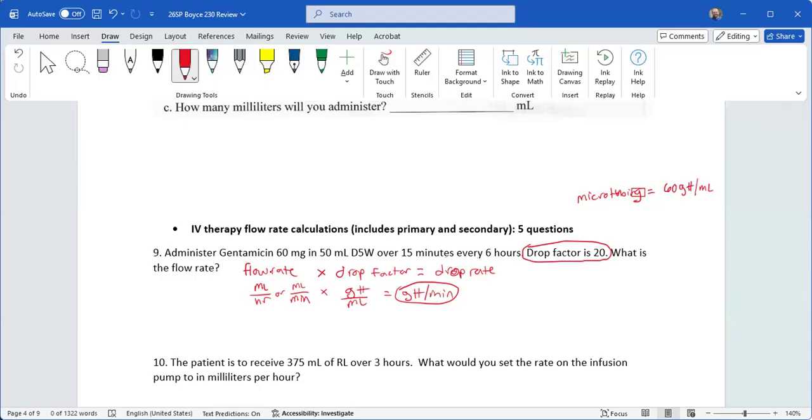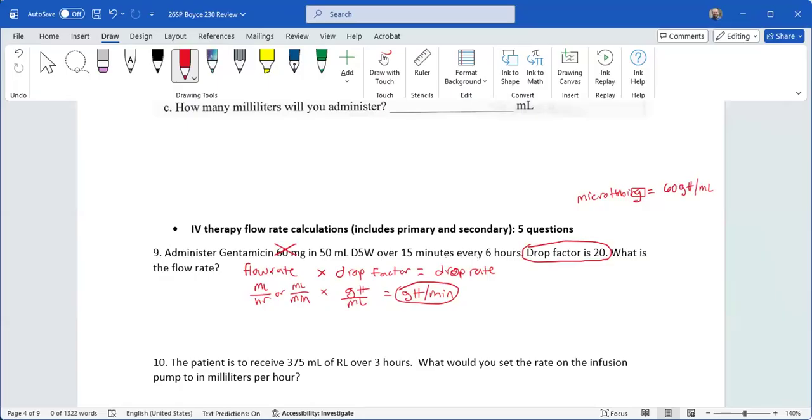No matter what they tell you here, we don't care about the strength. Obviously, we care in a clinical setting. We want to make sure the patient's receiving the right medication. But all we're doing here is converting volume over time into another volume over time. We're just doing a flow rate conversion. So I don't care about the strength.